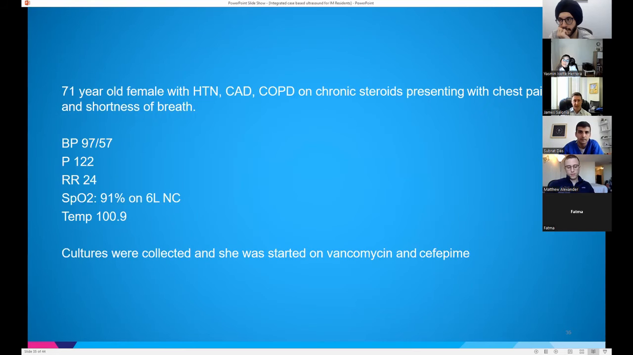So last case that we have here, it's a good case. So 71-year-old female, hypertension, CAD, COPD, chronic steroids, presenting with chest pain and shortness of breath. This was actually a patient of mine that I got called at 2 o'clock in the morning to see.